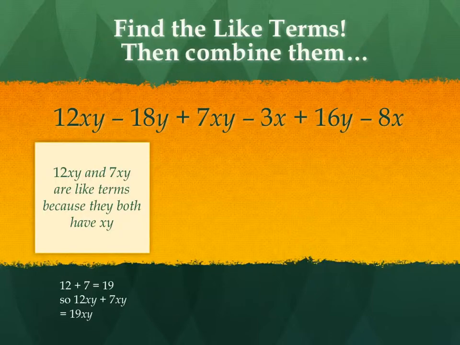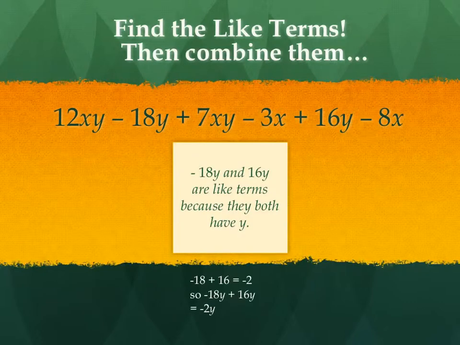Next, we have the term -18y. Do we have any terms that are like terms with -18y? 16y is a like term. -18y and 16y both have the variable y, so we can combine them together. -18y plus 16y is -2y.